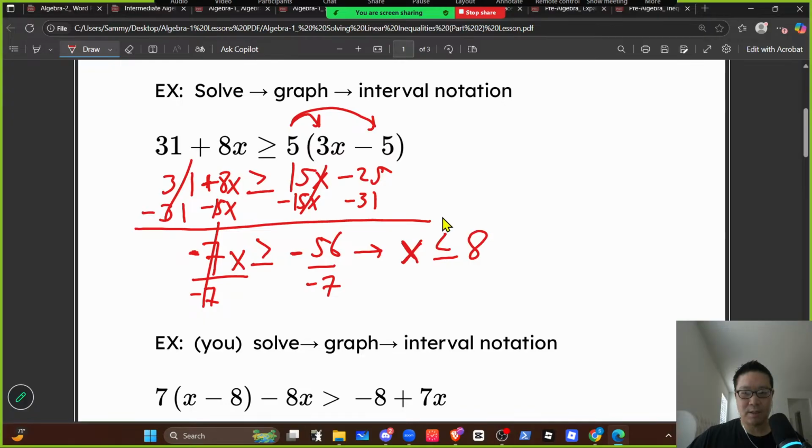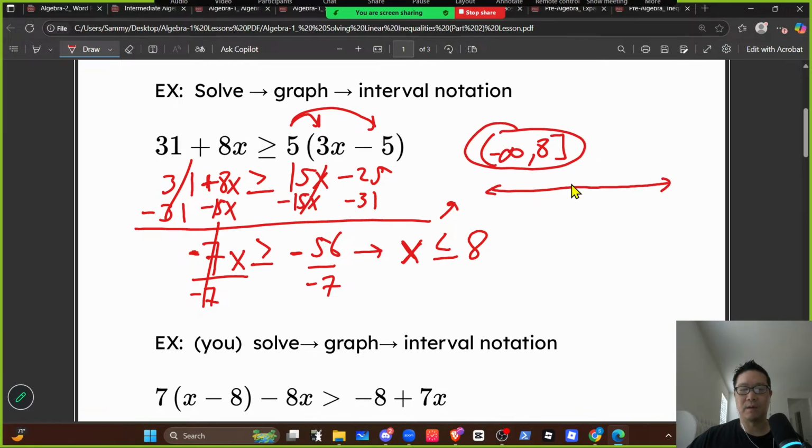And it wants this in interval notation. So all numbers less than or equal to 8. We're going to start with negative infinity, go up to 8, including 8. As a graph, you would have 0 here, 8, closed circle, because it's a non-strict inequality. It's going to point all the way to negative infinity. All right, your turn.